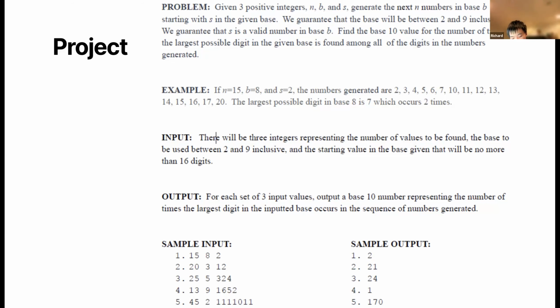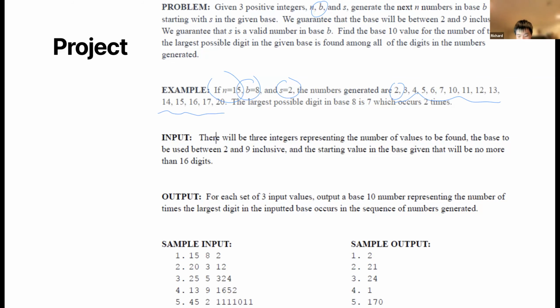So basically, one of the parameters here, which is b, is the base. And s is the starting value. That is why the numbers generated start with 2. And n is the number of consecutive numbers that you have to generate in that base, starting with the starting number. So if you notice, the program should accurately generate the next 15 numbers after 2 in base 8. So that is what this question means.